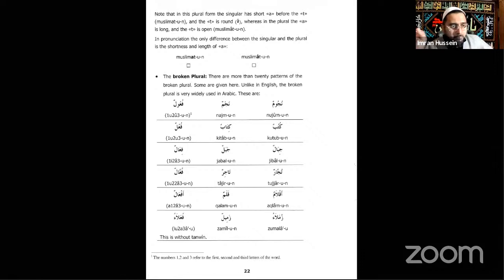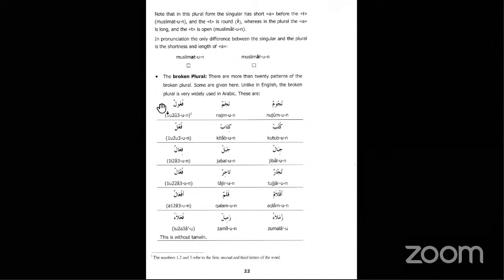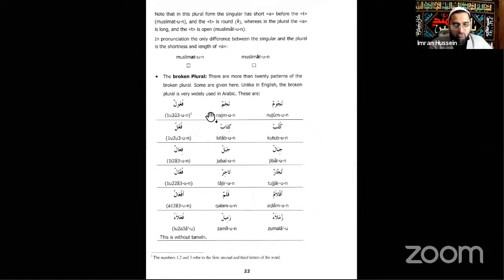Can I have Sister Batul Somani from Africa? Assalamu alaikum. Alaikum assalam. Sister, can you go through the broken plurals, najmun and so forth, please? The broken plural is made on the scale of fa'ulun. In this column on the left-hand side are the patterns for making plurals: fa'ulun, fu'ulun, fi'alun, fu'alun, af'alun, and fu'ala. These are the scales on which you make the plurals of these singular words.